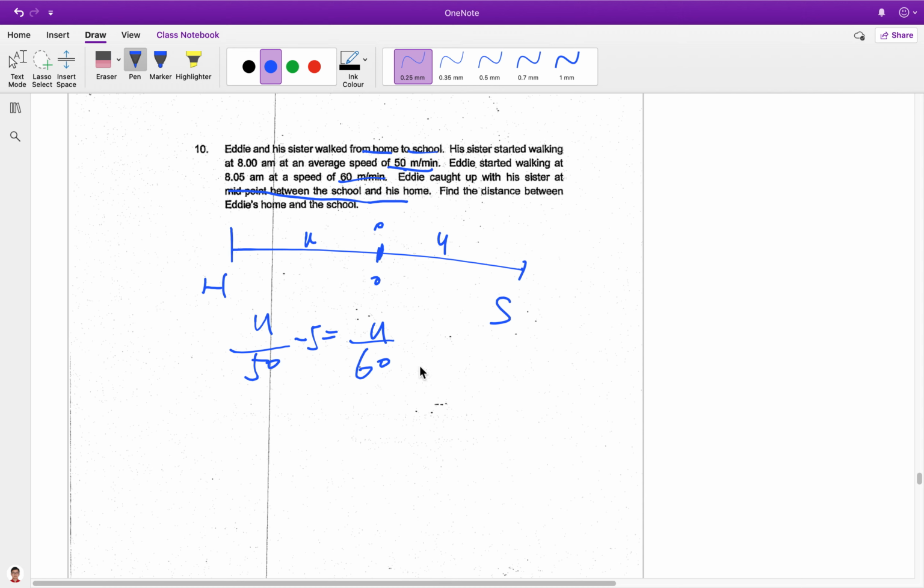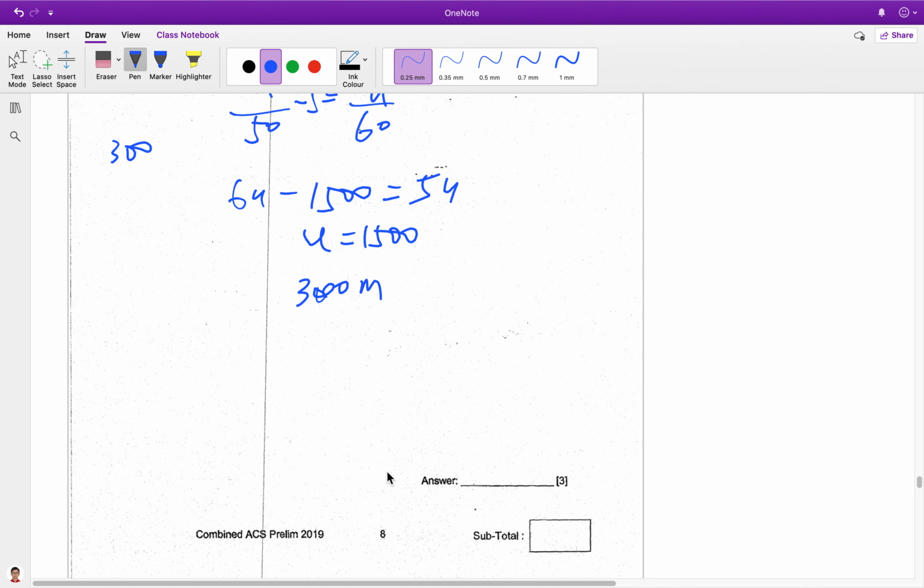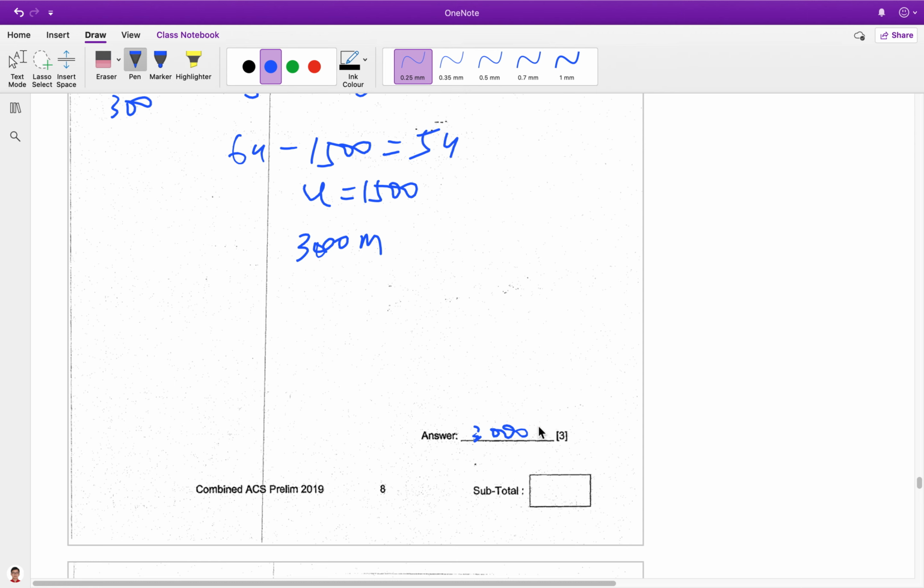So here the common multiple is 300, right? So we multiply: this one is 6u minus 300 times 5, which is 1500, equal to, so this one common multiple 300. If we multiply 300 by 60, right? We have 5u. So u here is 1500. But here we assumed u is half of the length, right? So the total length is 2u, which is 3000 meters, right? So the answer is 3000 meters, or we can also use 3 km.